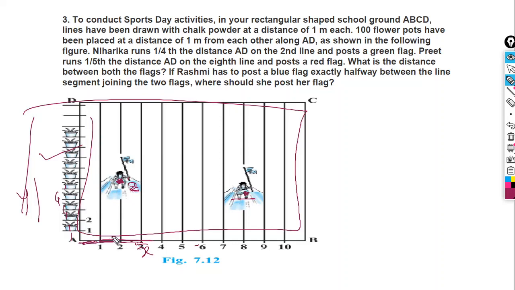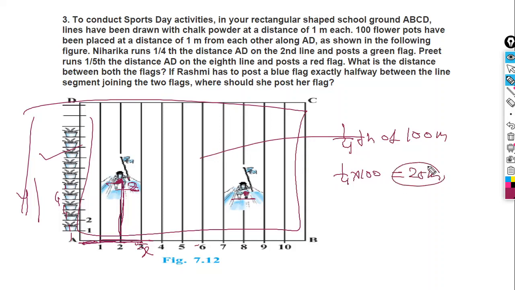The y coordinate will be the distance covered by Niharika. So what is the distance covered by Niharika? 1 by 4th of 100 meters. That is equal to 1 by 4 into 100, which is equal to 25 meters. So this distance is 25, that is, the y coordinate is 25 and the x coordinate is 2.